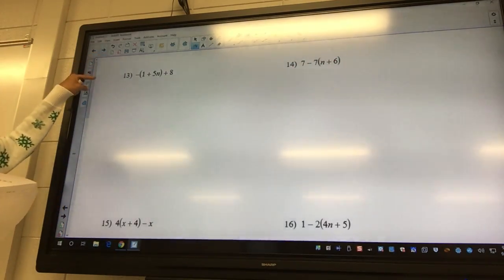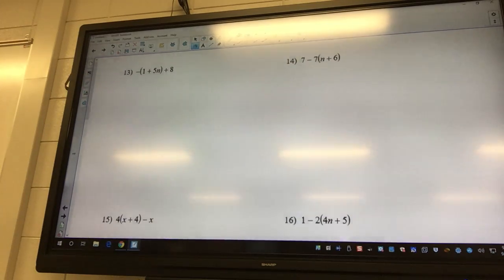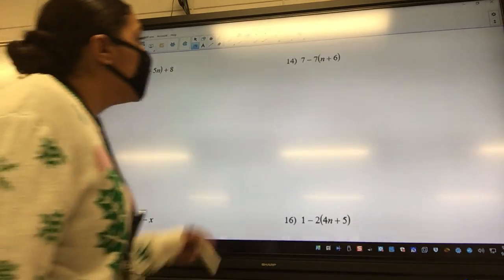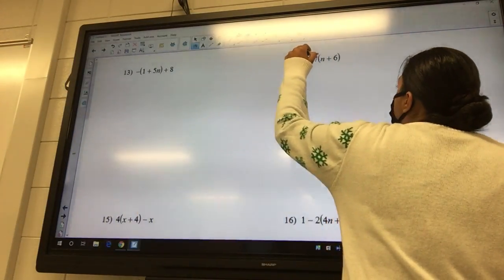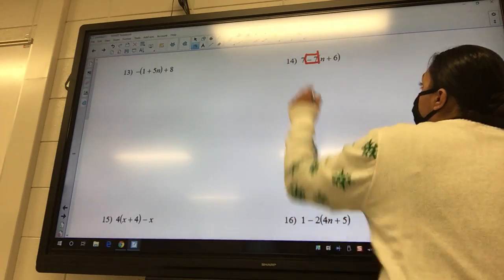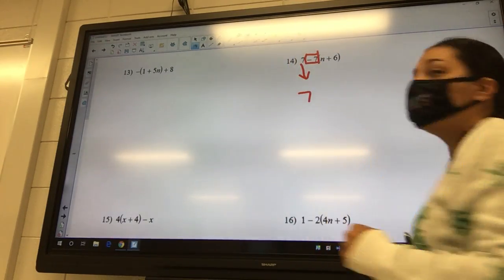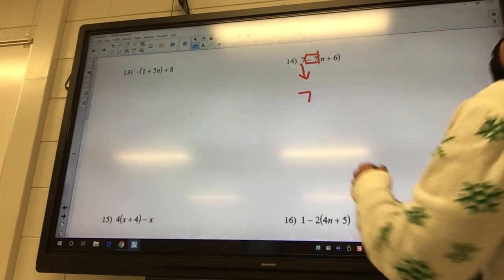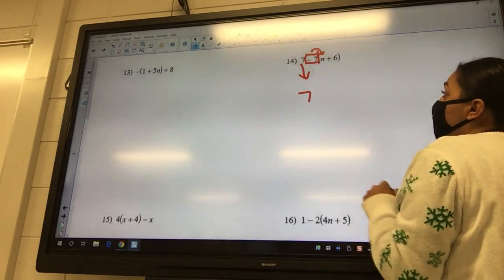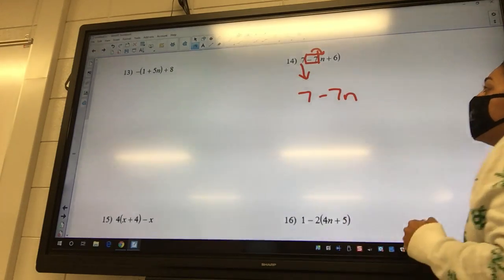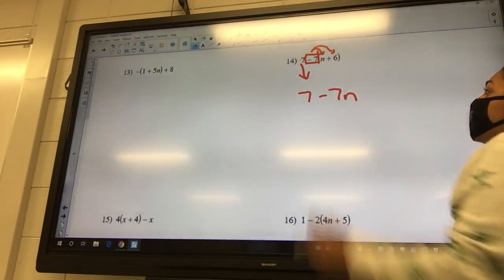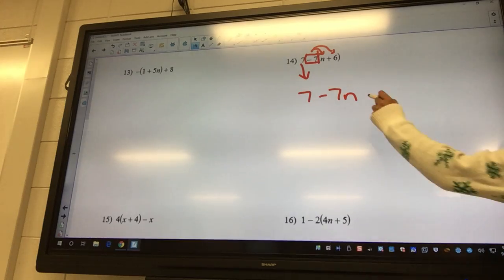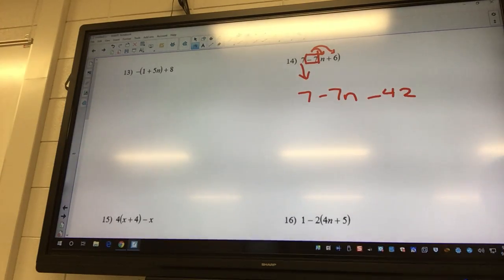14. What do we distribute on 14? The negative 7, so this part. This one, you can go ahead and drop down. We can go ahead and distribute negative 7 times n, negative 7n. Negative 7 times a positive 6, negative 42. Are we finished?